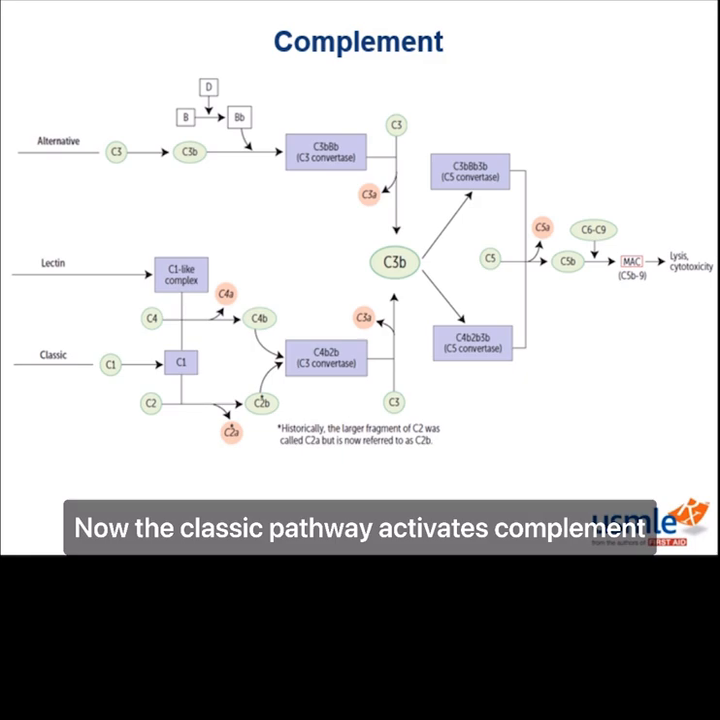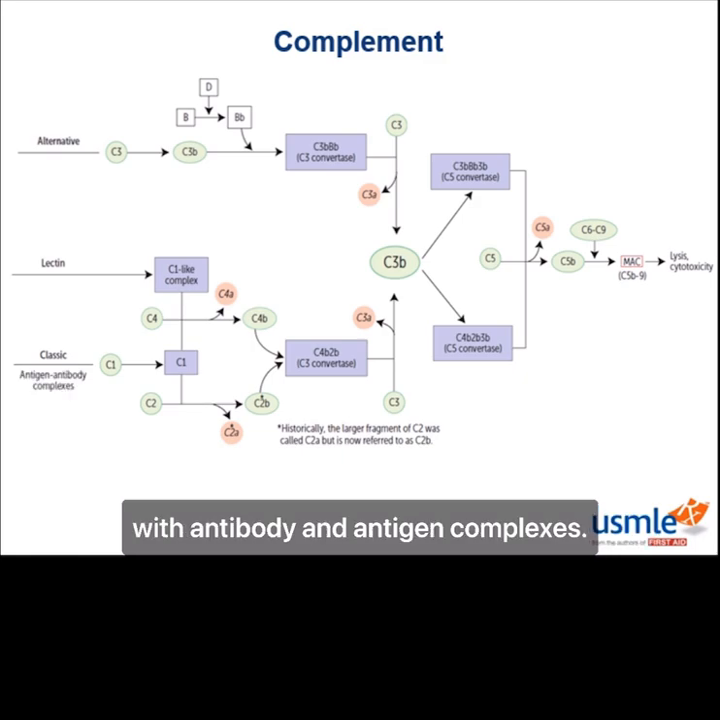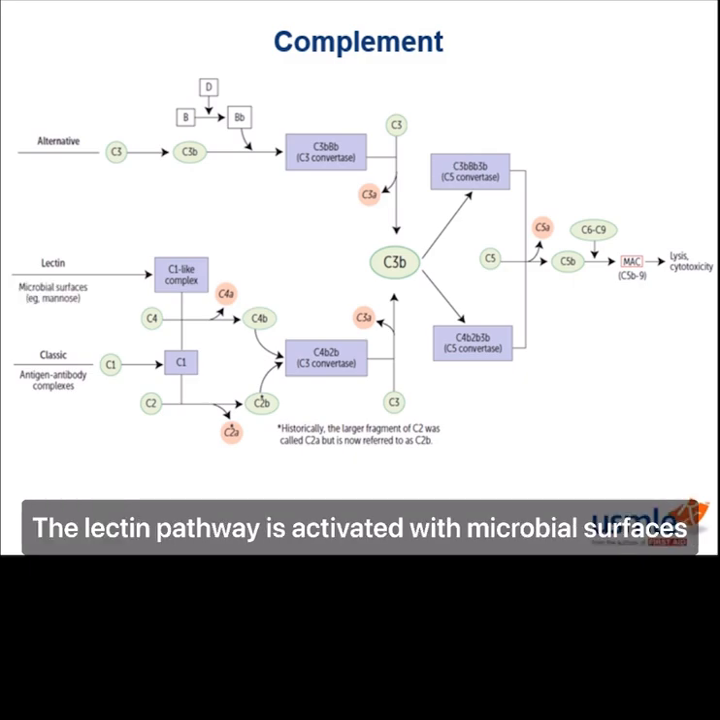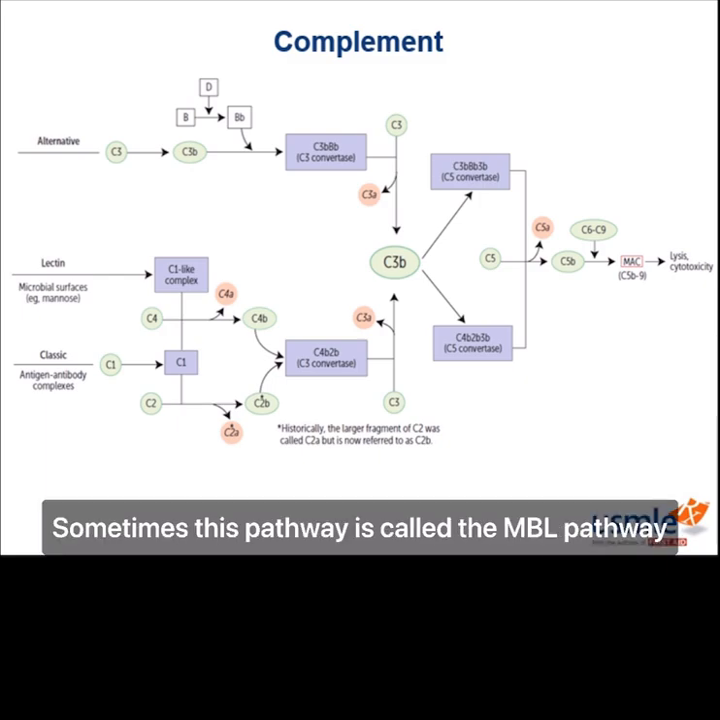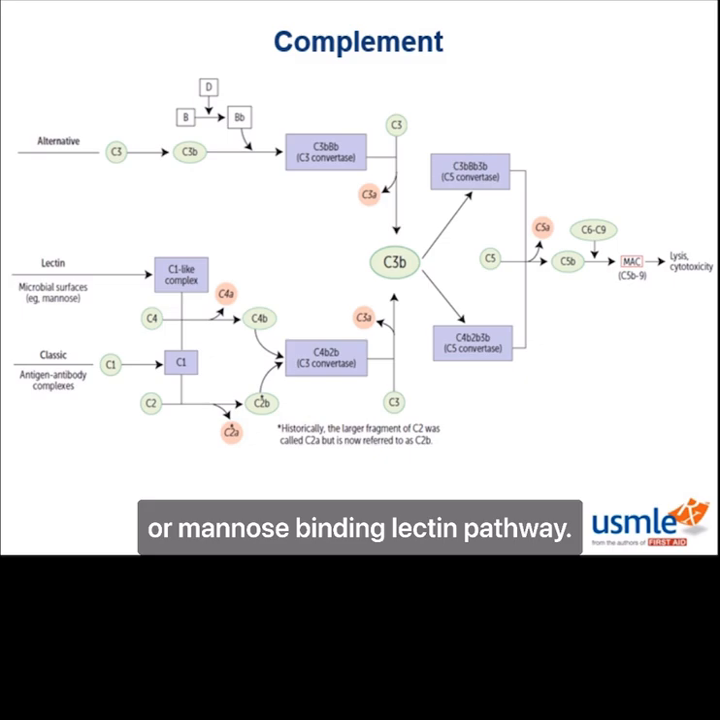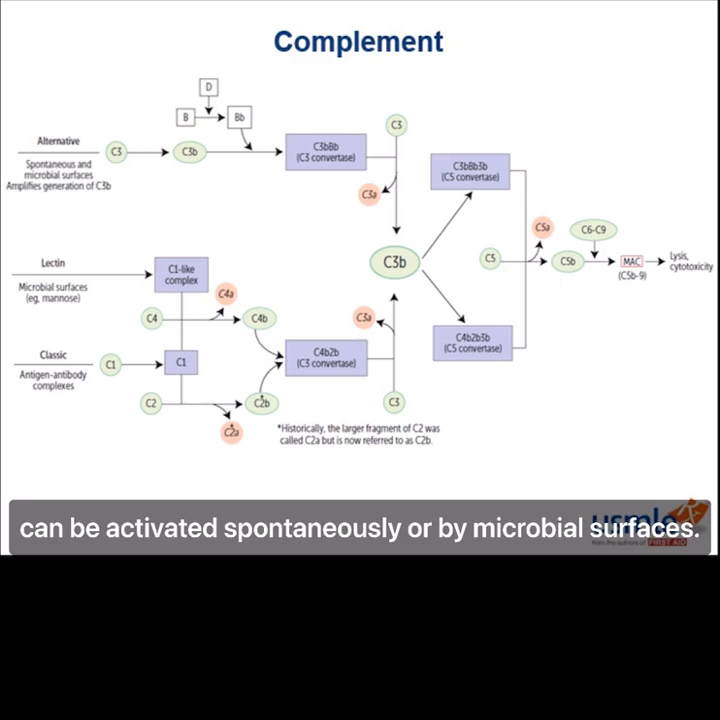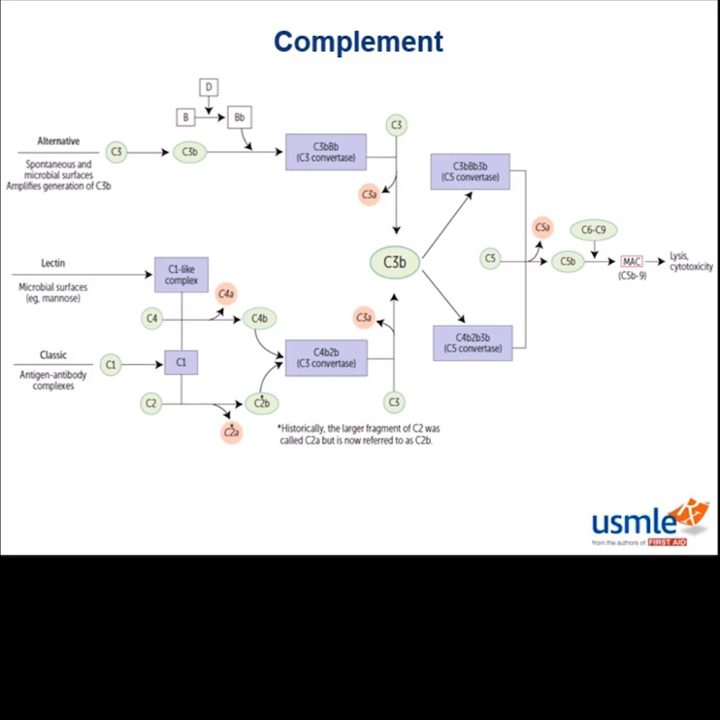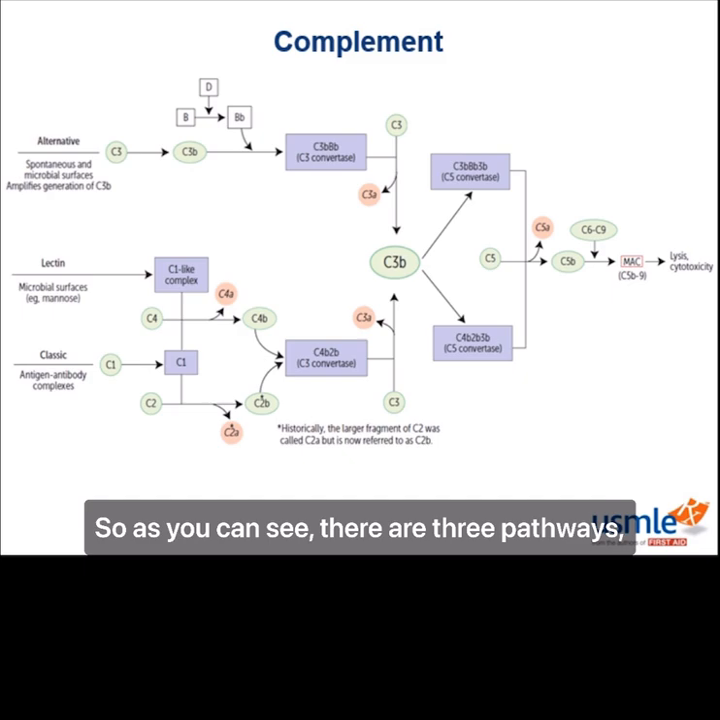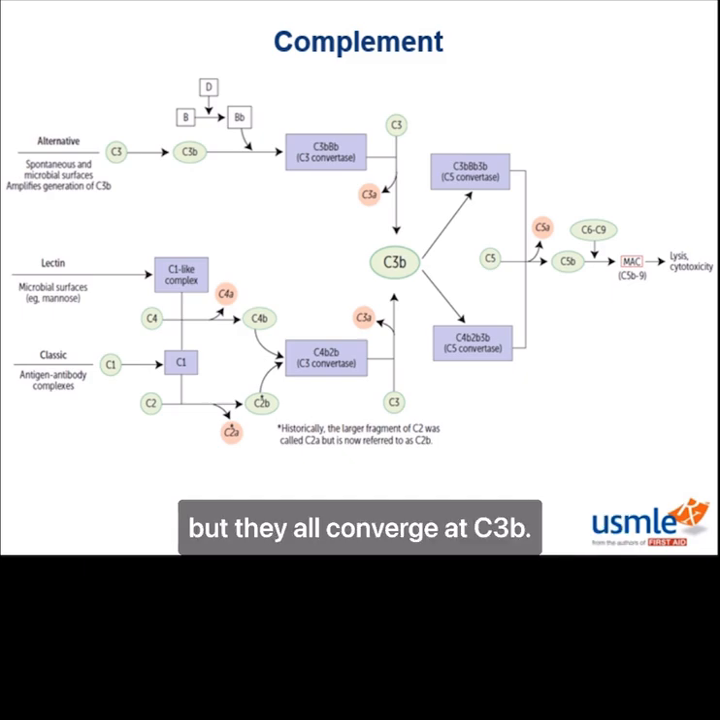Now, the classic pathway activates complement with antibody and antigen complexes. The lectin pathway is activated with microbial surfaces, with mannose as an example. Sometimes this pathway is called the MBL pathway or the mannose binding lectin pathway. And lastly, the alternative pathway can be activated spontaneously or by microbial surfaces, and it amplifies the generation of our cool cat, C3b. So, as you can see, there are 3 pathways, but they all converge at C3b.